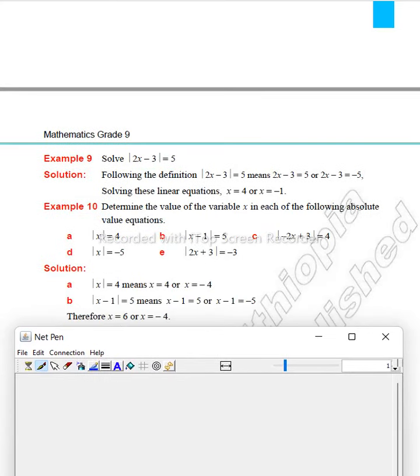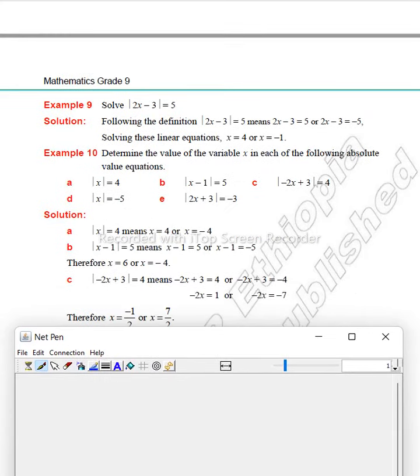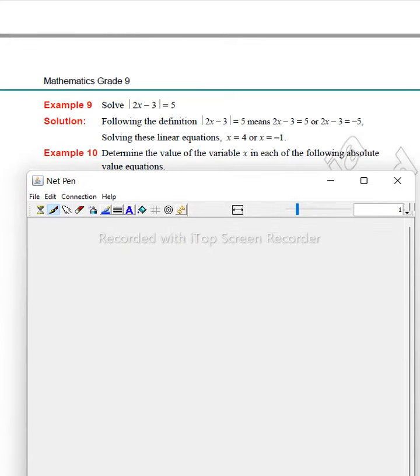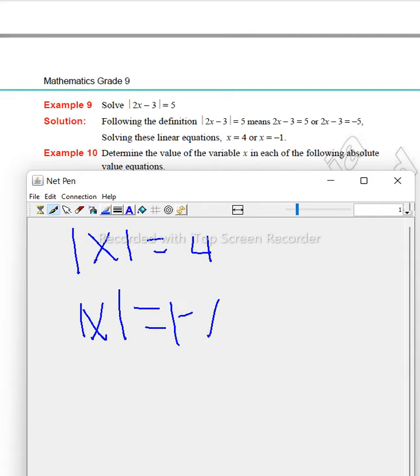So here we have the same answer as in your textbook. Determine the variable x in each of the following absolute value equations. Here we are given different questions. The absolute value of x is equal to 4, which is a very simple question for understanding. Here we have x is equal to 4. As we said before, the absolute value of x and the absolute value of minus x are equal to x. Both are the same.